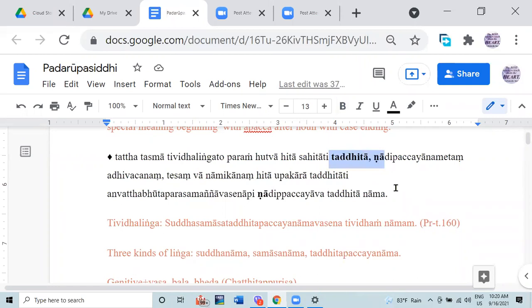Taddhita means the suffixes beginning with na, which have the benefit after three-fold noun. After three-fold noun, Pran, Ottawa, is not so important. Okay. According to the second definition, Taddhita means the suffixes beginning with na, which benefit nouns, or which are the benefits of noun. Okay.